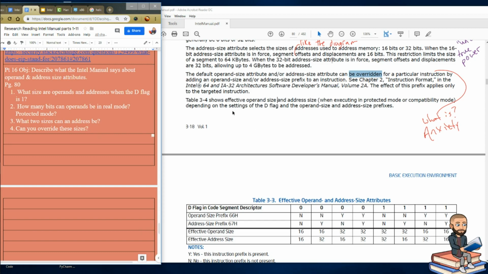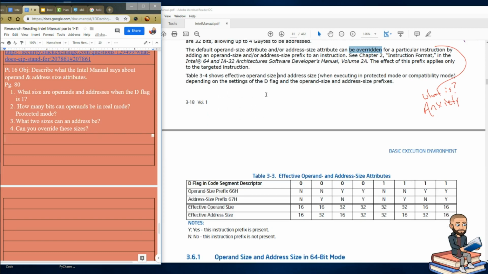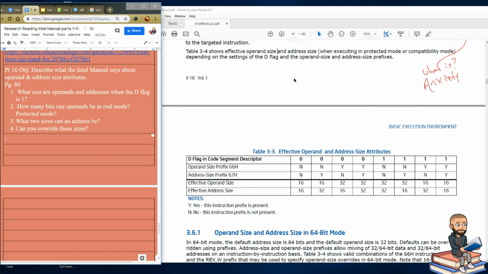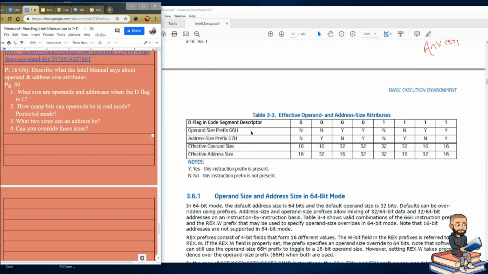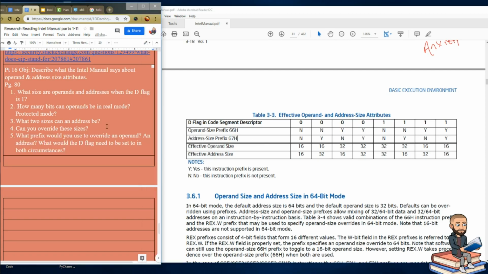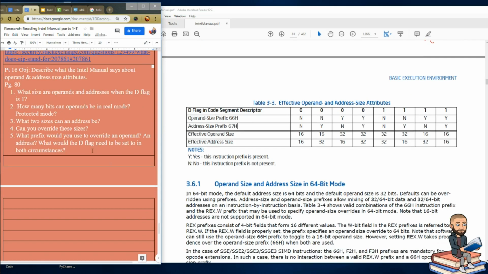But let's finish with the table. Table 3.4 shows the effective operand size and address size when executing in protected mode or compatibility mode, depending on the settings of the D flag and the operand and address size prefixes. Oh, okay, so the suspense is gone. The prefix here is 66 in hexadecimal. And if you need to override the address size, you're going to use 67. So I'll finish the lesson with this question. What prefix would you use to override an operand, an address, and then what would the D flag need to be set to in both circumstances?